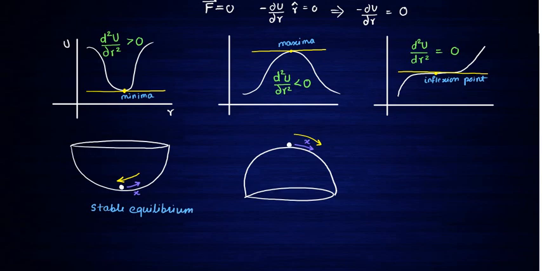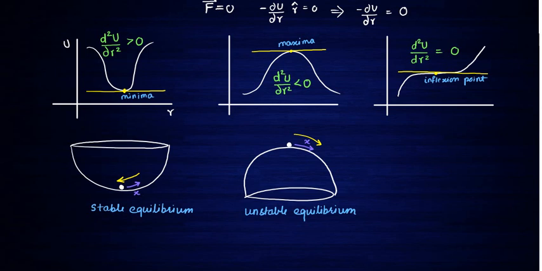Wherein the particle is trying to return back to its original point if it is displaced slightly. The second kind of equilibrium is called an unstable equilibrium, wherein the particle tries to get further displaced if it is slightly displaced from its equilibrium position.